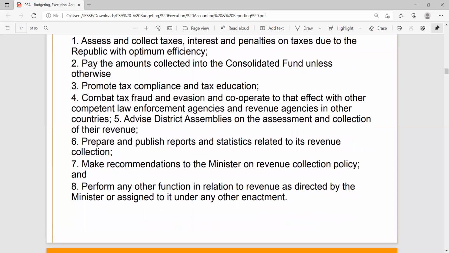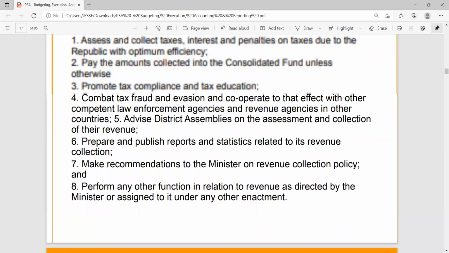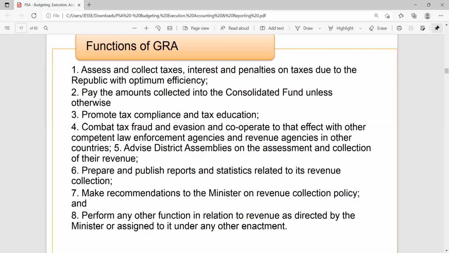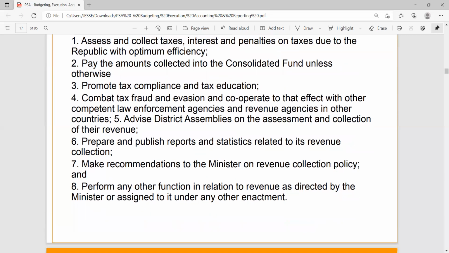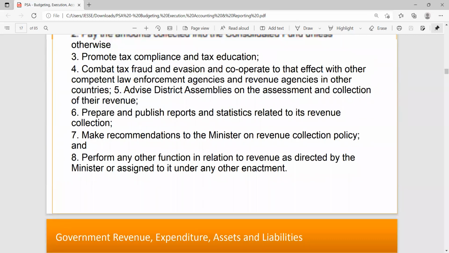Now, this is where we'll stop for today. We'll be delving more into government revenue, expenditure, assets, and liabilities.